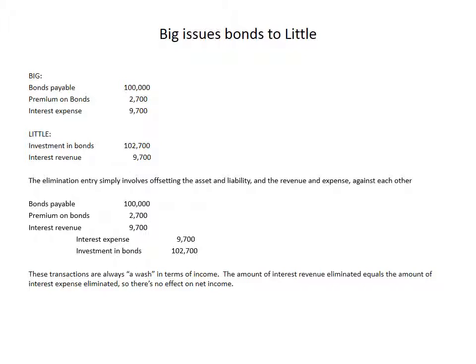Now, these transactions are always a wash in terms of income. The amount of interest revenue we're eliminating equals the amount of interest expense that we're eliminating, so there's no effect on net income. Again, when one company issues bonds directly to a related party, the consolidated entity is essentially issuing debt to itself, which is a non-event, a non-transaction. So there shouldn't be any interest revenue, there shouldn't be any interest expense, there shouldn't be any liability, there shouldn't be any asset.